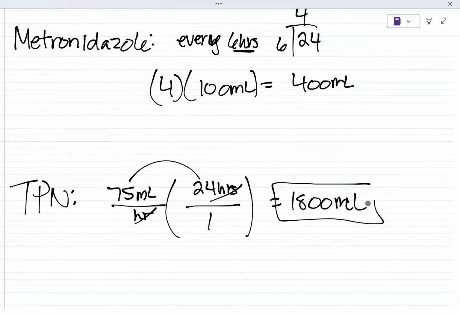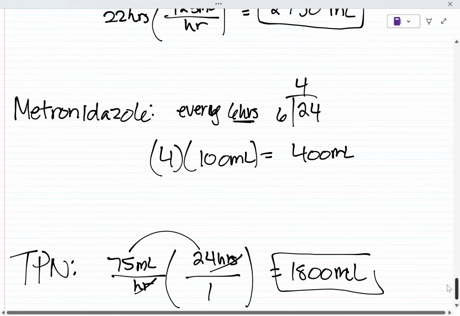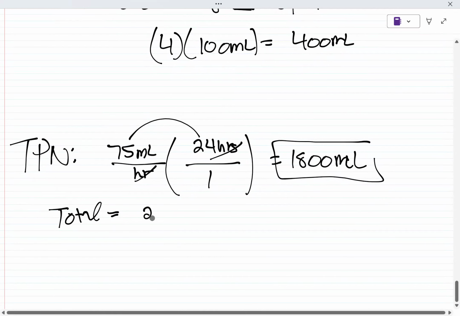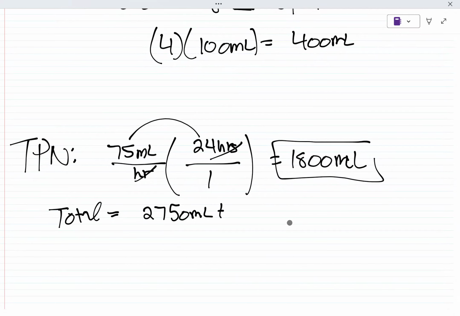Now all we've got to do is add them all up. So our total is, let's see, for the lactated Ringer's, it was 2,750 milliliters. For the drug metronidazole, it was 400 milliliters. And then for the TPN, it was 1,800. So in total, it is 4,950 milliliters.